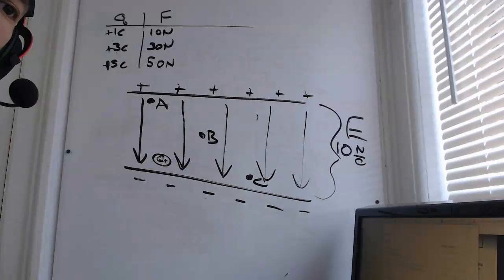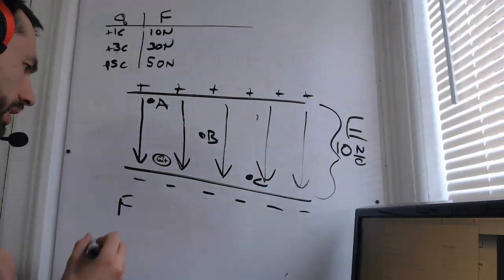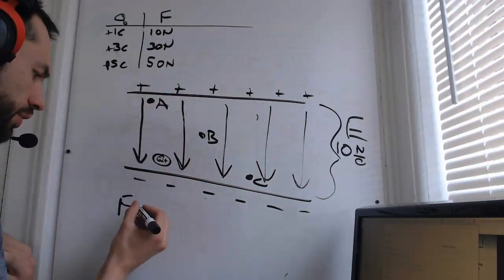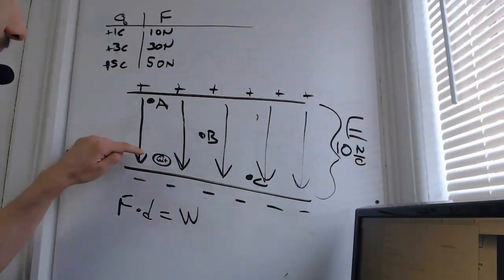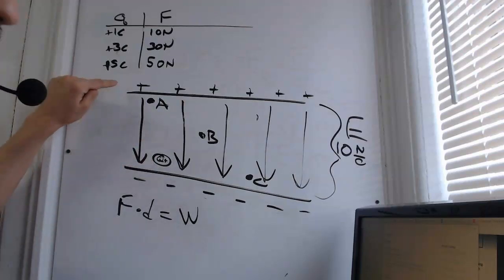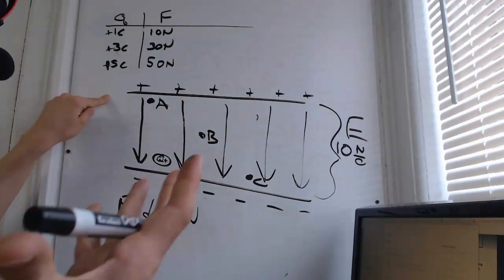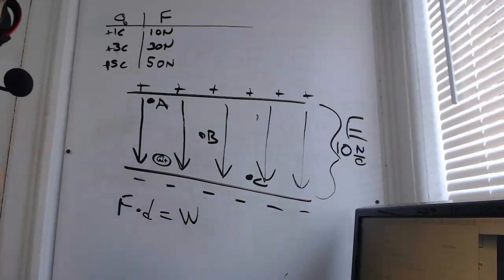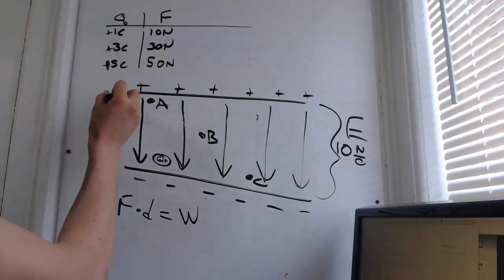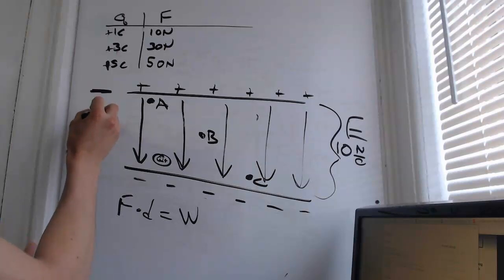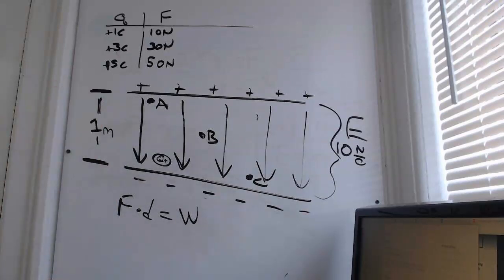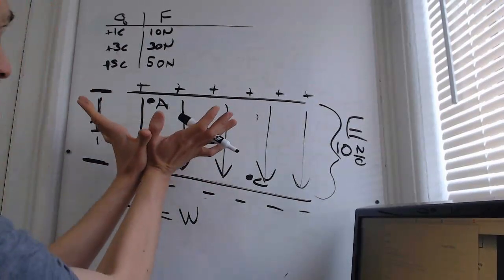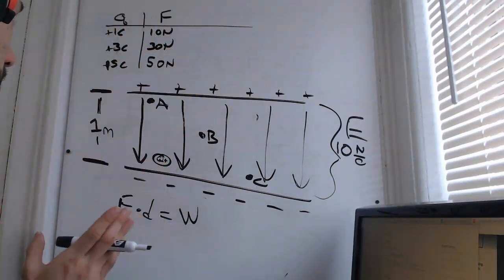Let's think about this. If I'm applying a force and I'm pushing it, it's going some distance. That means I'm doing work on it. That means as I push this charge closer to that plate, it gains energy. Well, how much energy is it going to gain? Well, let's choose an easy number again. Let's make this a 1 meter distance. So there's 1 meter between these two plates. So I'm going to push this thing 1 meter. I'm so strong, I have the ability to apply 10 newtons.